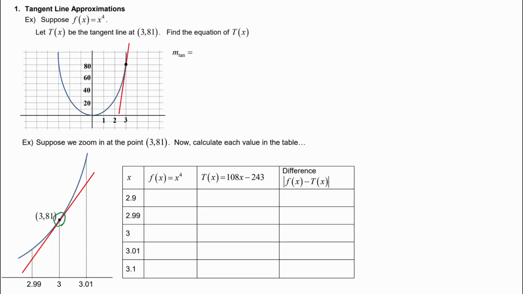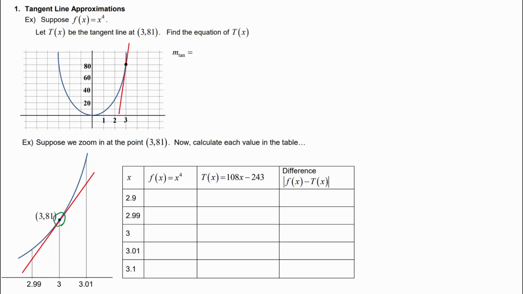Tangent line approximations. Suppose function f of x equals x to the fourth power. Let capital T of x be the tangent line at (3, 81), as you see in the graph below. Find the equation of the tangent line capital T of x.